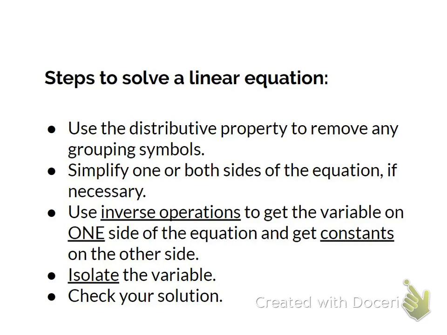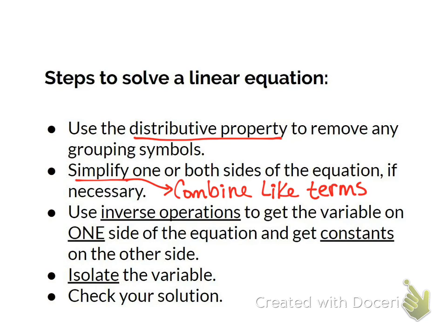Our steps to solve a linear equation. The first thing we do is use the distributive property if we need to get rid of grouping symbols like parentheses. After that, we simplify. I would maybe make a note that we simplify by combining like terms. After that, use inverse operations to get the variable on one side and get constants on the other side. So variables on one side, constants on the other side. The only way to do that is using inverse operations.